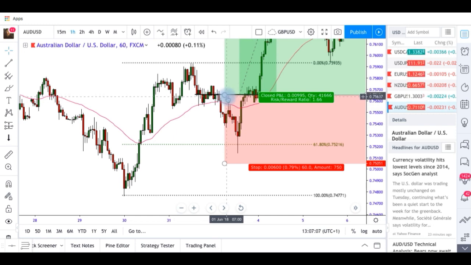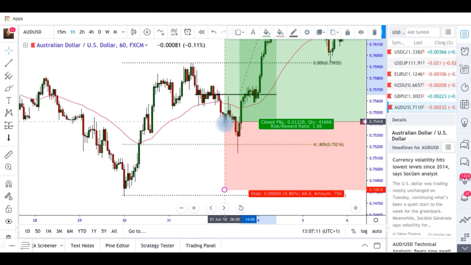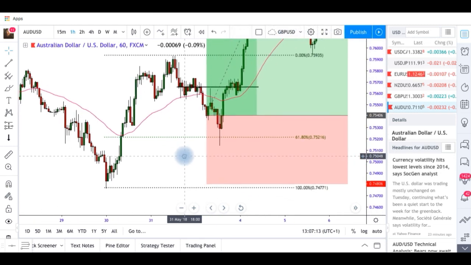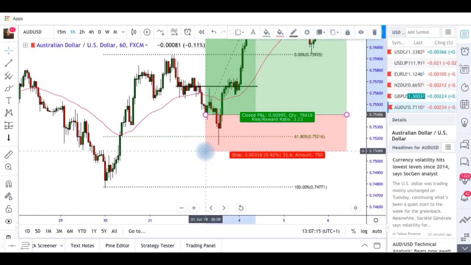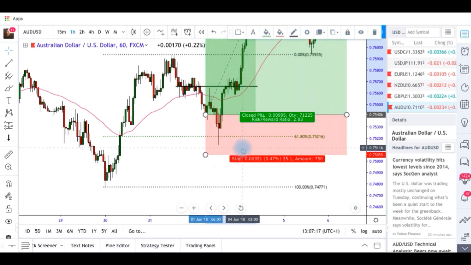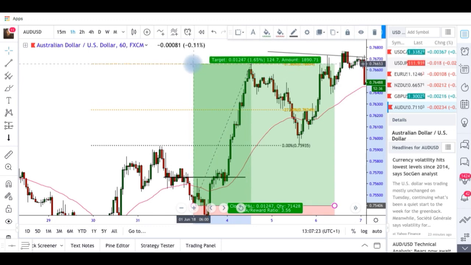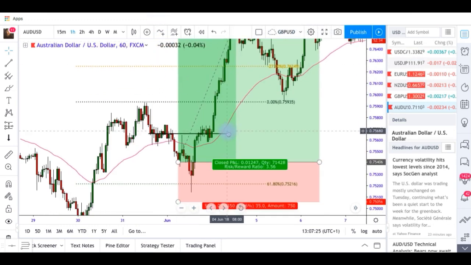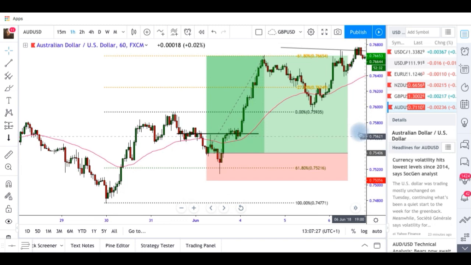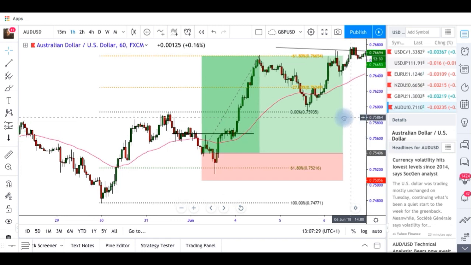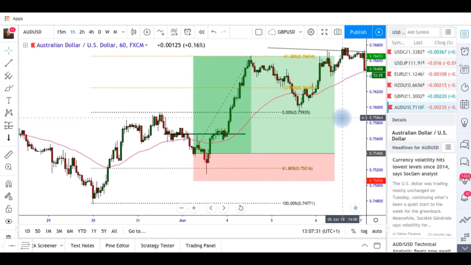So therefore, instead of getting a 1 to 1.66, let's now move our entry to here, which allows us to put our stops at 35 pips. And we're targeting the same targets. Instead of a 1 to 1.66, we can now get a 1 to 3.5. So we've basically more than doubled our risk to reward just from going down to the hourly.